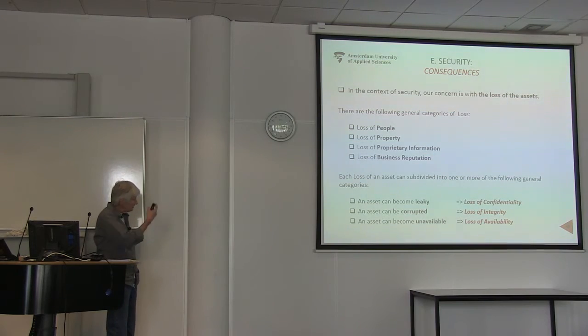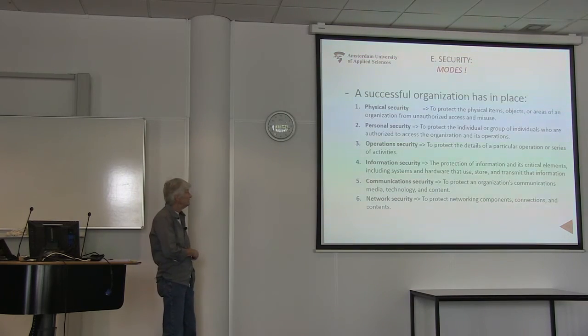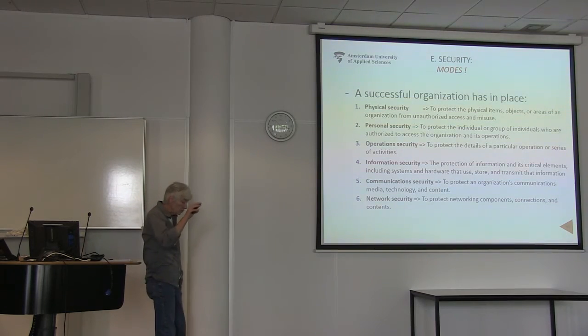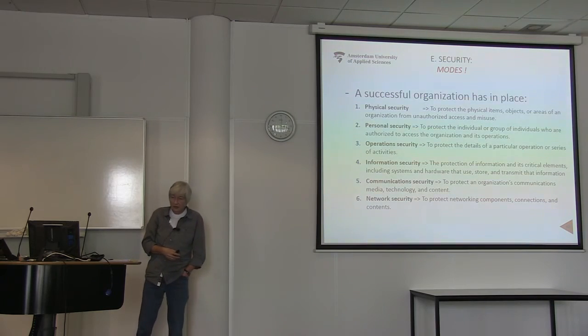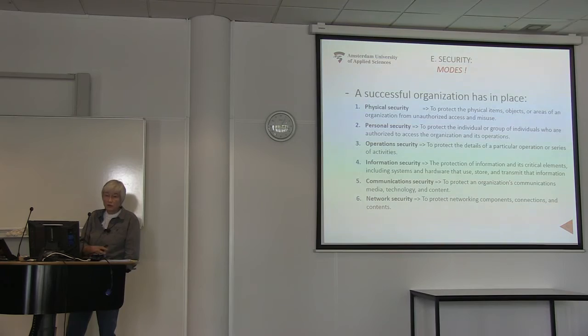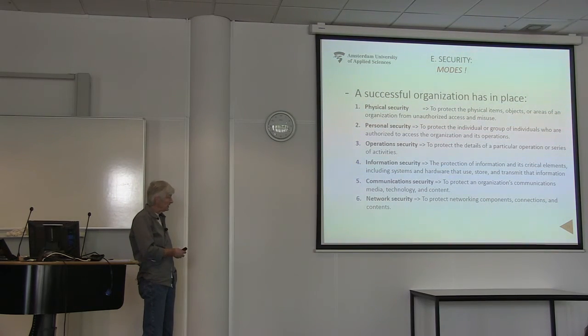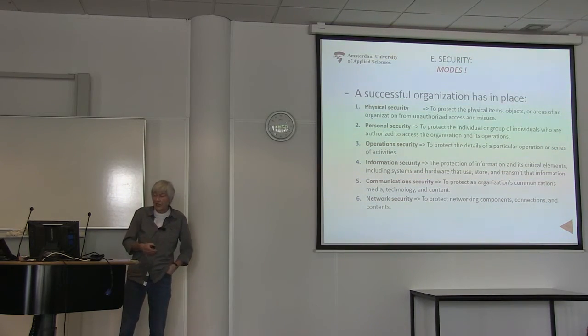So each loss of an asset, and these are four categories of losses, people, property, information, and business reputation, can infect your CIA, your confidentiality, integrity, and availability of the asset. You don't want that, because that will cost you time and a lot of money. So ultimately, if you want to put security in a proper way in place, you have to think about six types of security. Physical, your building, and so on. Your personnel should be secure, your operations should be secure, your data or information should be secure, your communications electronically and so on should be secure, and your networks should be secure. So security embodies six areas of security.